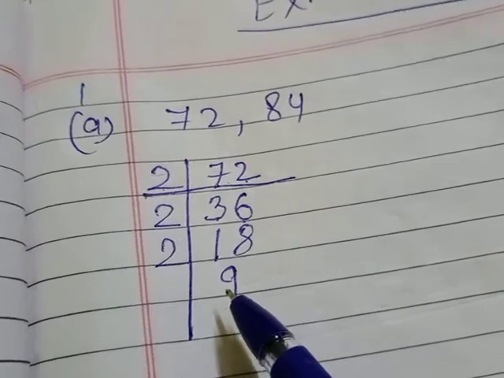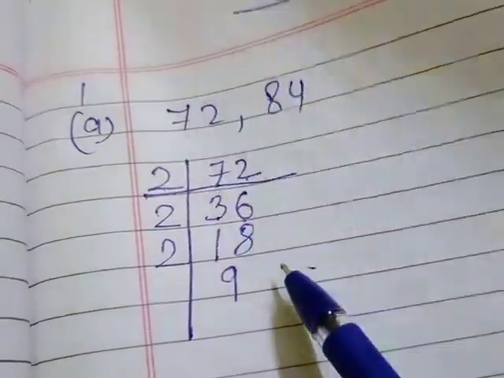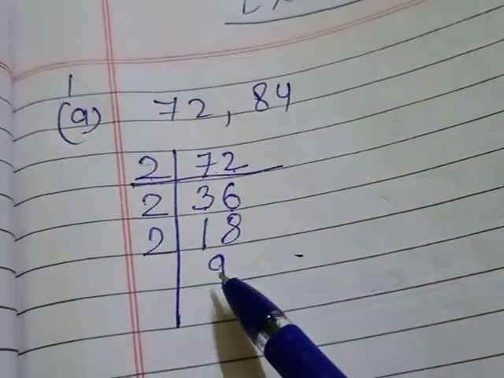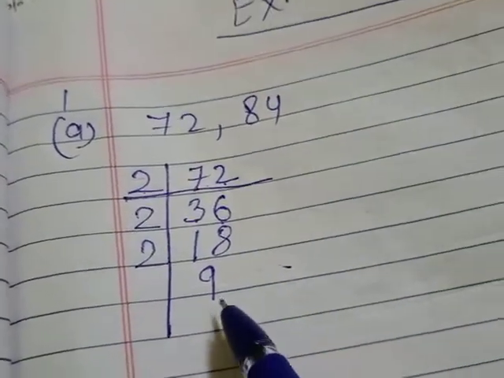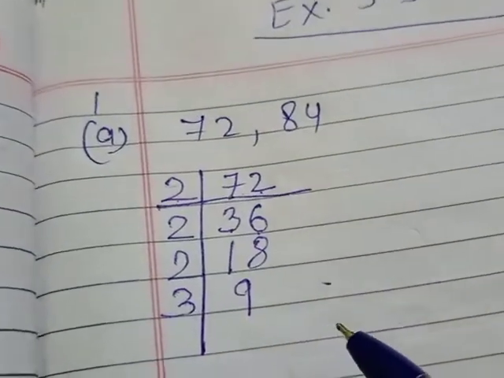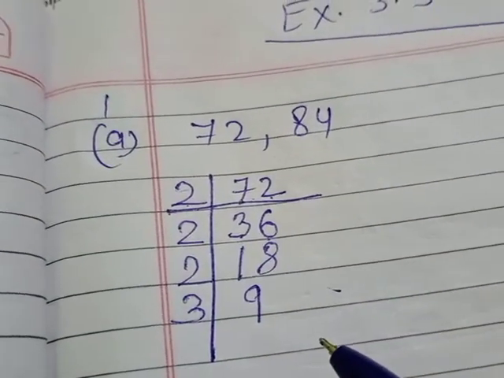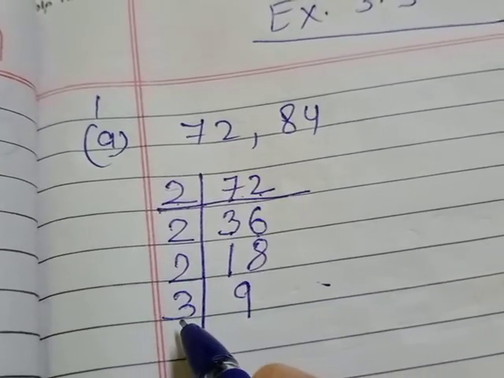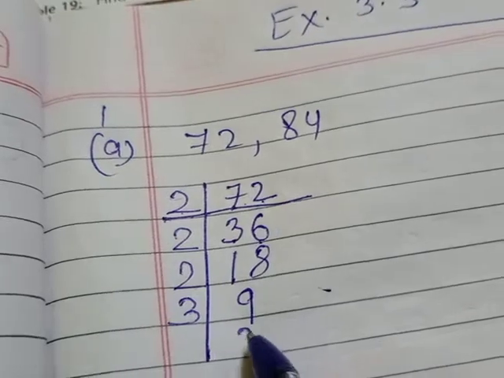Now we can shift to the table of 3. When will we shift to another table? When the given number is not divisible by 2. So 9 is divisible by 3, right? So we'll write here 3. In the table of 3, this 9 comes how many times? 9 comes 3 times. So we'll write here 3.